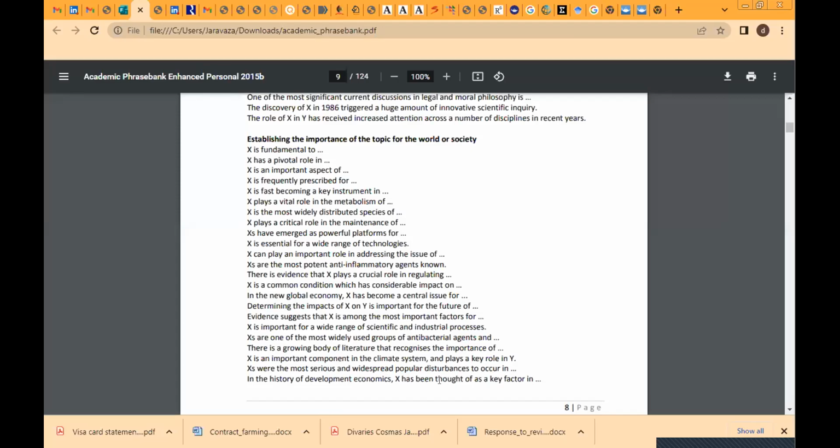Background to what they intend to do. So if we are saying in the history of development economics, X has been thought of as a key factor, in other words, we are drawing the reader not just to the history, but to the construct or component that this study is focused on, which is the X there.